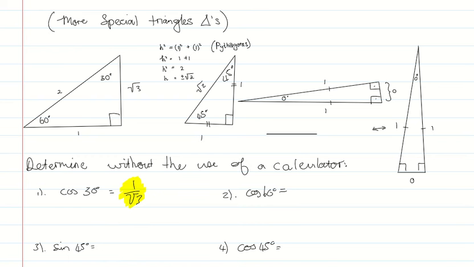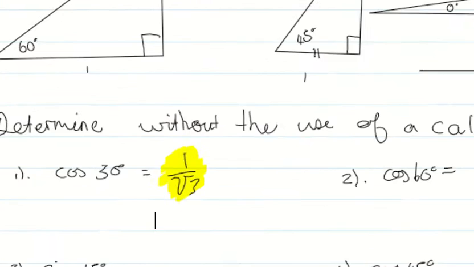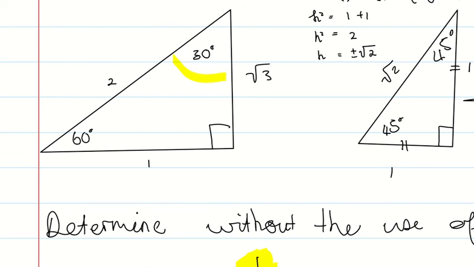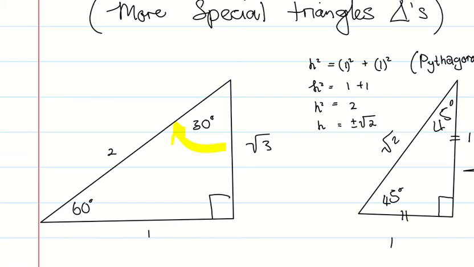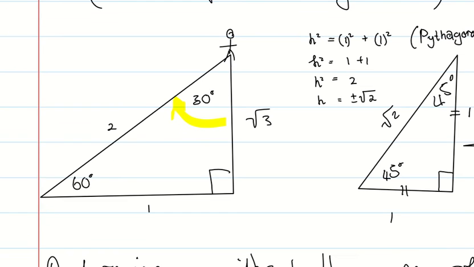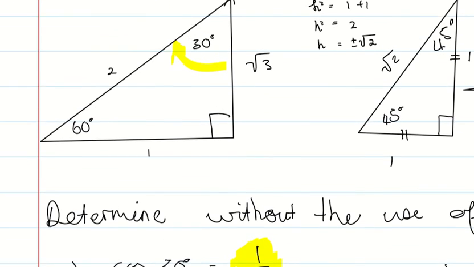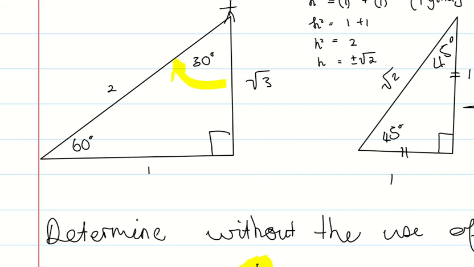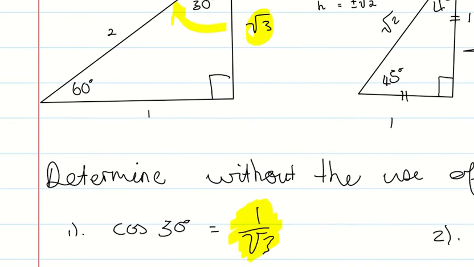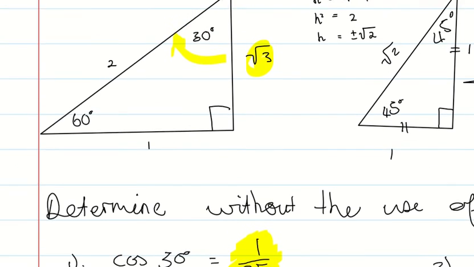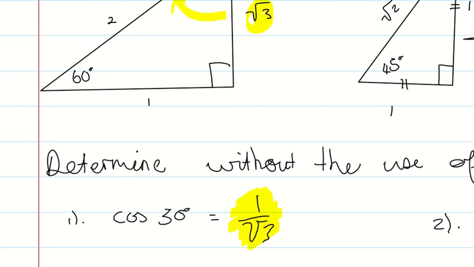Okay. So determine without the use of a calculator, and this first one has already been done for us, but let me just explain how they get to the answer. If we go stand in this corner right here, we're looking from our reference point, and we know that cos is what? What is the ratio of cos? Adjacent over hypotenuse. So what is my adjacent side? Adjacent is square root of 3, and my hypotenuse is what? 2.